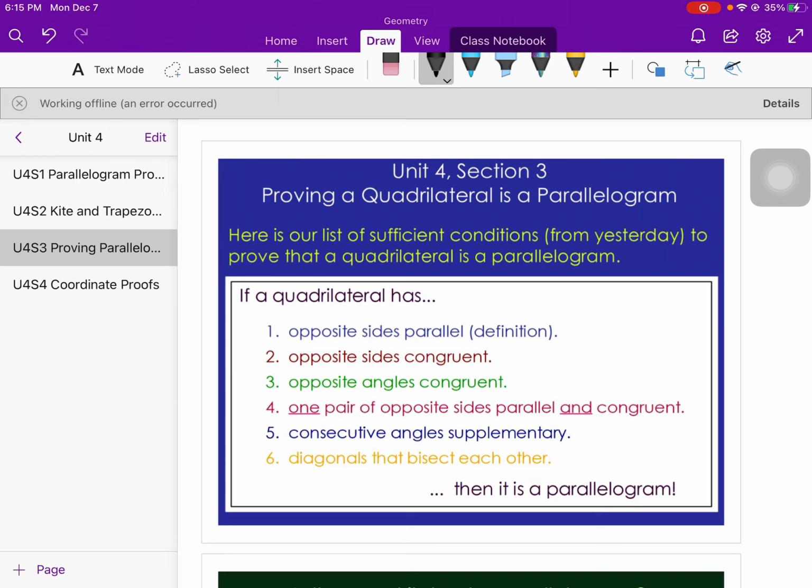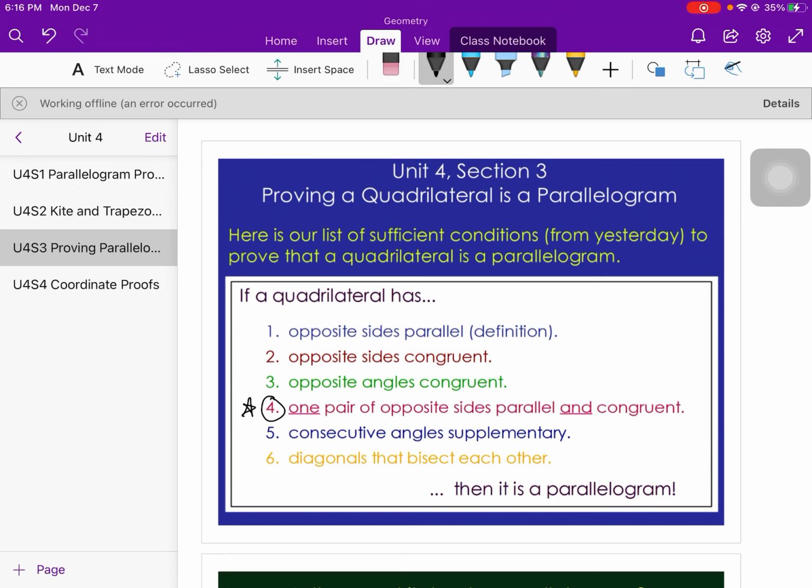Number three is opposite angles are congruent. With opposite angles being congruent, we know that has to be true for both sets. Again, another thing that we've talked about, that's a property. Number four is the weird one, so I'm just going to circle that one and star it. It's one pair of opposite sides parallel and congruent. So you can pick a pair of opposite sides that you know you can prove are parallel and congruent at the same time. Then you don't even have to worry about the other set.